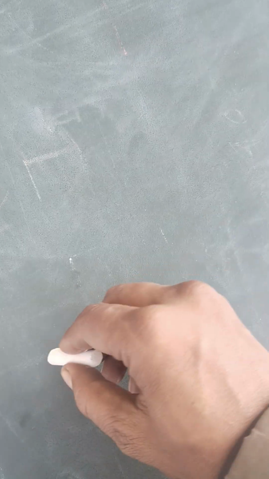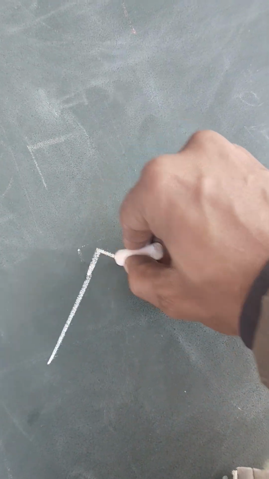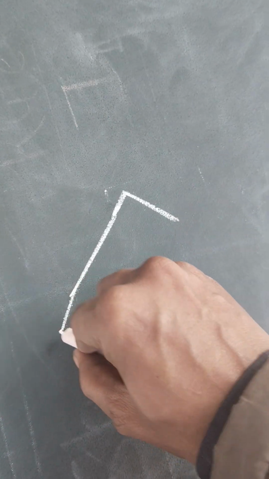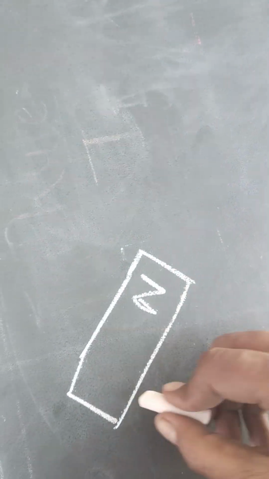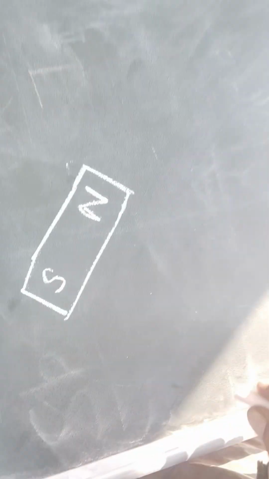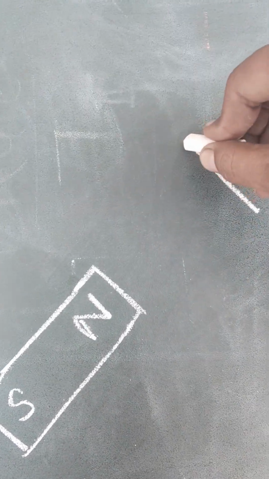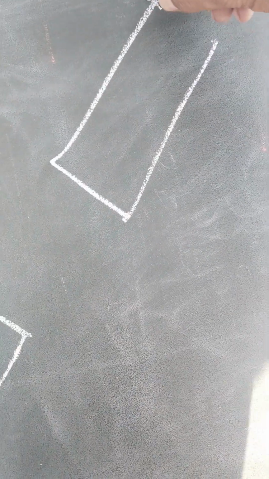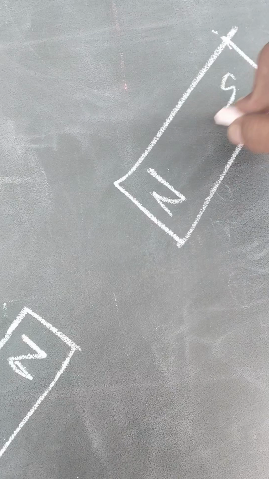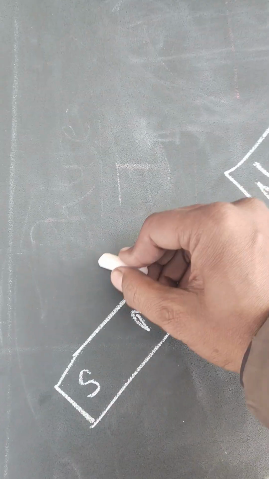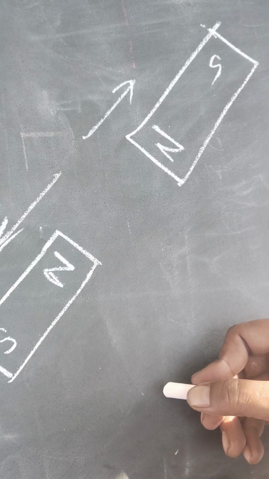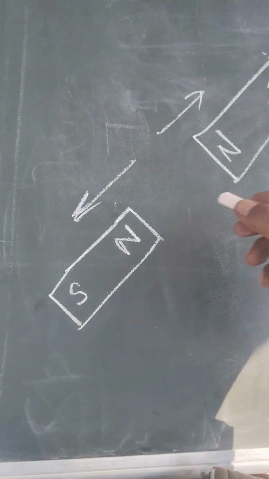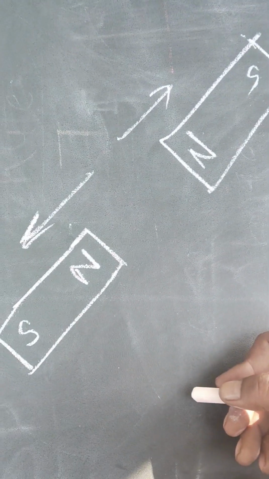When two magnets are brought towards each other, suppose this is a magnet with North Pole and South Pole, and this is another magnet with North Pole and South Pole, you feel these repel each other. And similarly, when South and North come together, they attract each other.